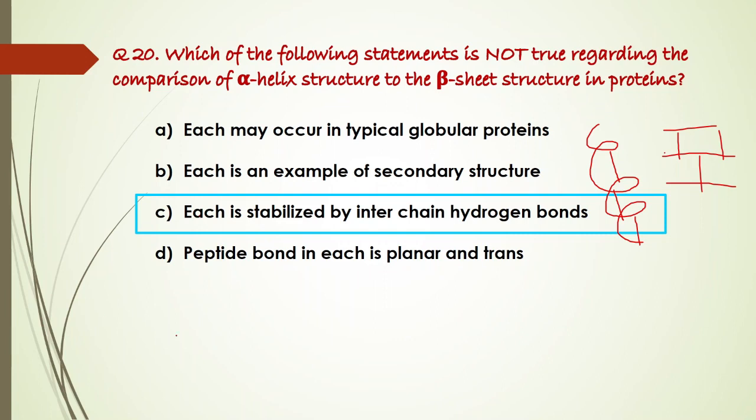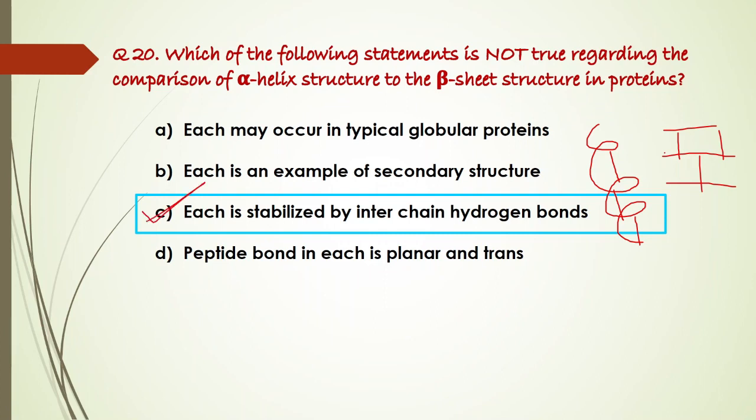And the last option, let us look at it. Peptide bond in each is planar and trans. Obviously, cis peptide bond is not favored. Trans are the ones that are stable, and the peptide bond in each of the cases is planar. Obviously, that has to be because it has double bond character, so it tries to remain in a plane. It will not try to rotate. It has a planar structure. So our fourth statement was correct as well. So the only incorrect statement was option C.